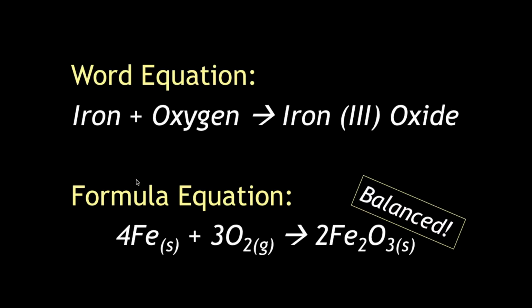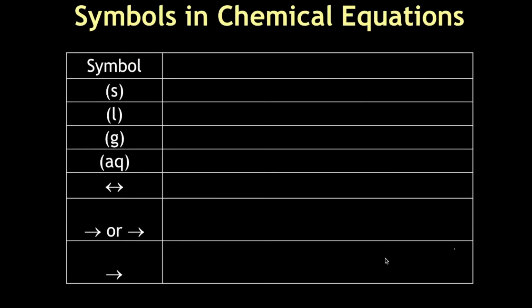But balanced just means that there are the same number of any element on the left side, or the reactant side, of the equation as there are on the product side of the equation.